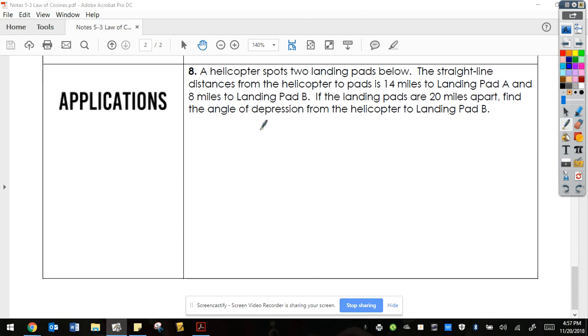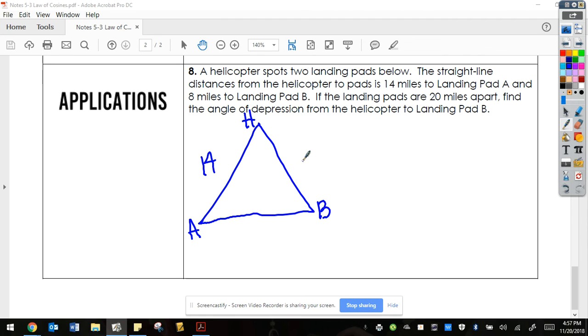So you have a helicopter, and he has 2 landing pads. Okay? So the helicopter's up here. Pad A is here, pad B is here. It is 14 miles to pad A, and it is 8 miles to pad B. Okay? The landing pads are 20 miles apart. Find the angle of depression between helicopter and landing pad. So we're looking for x here.